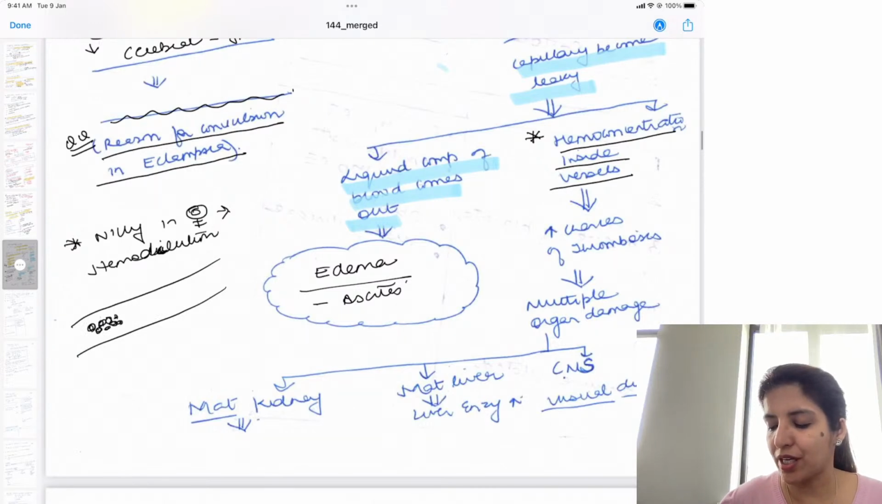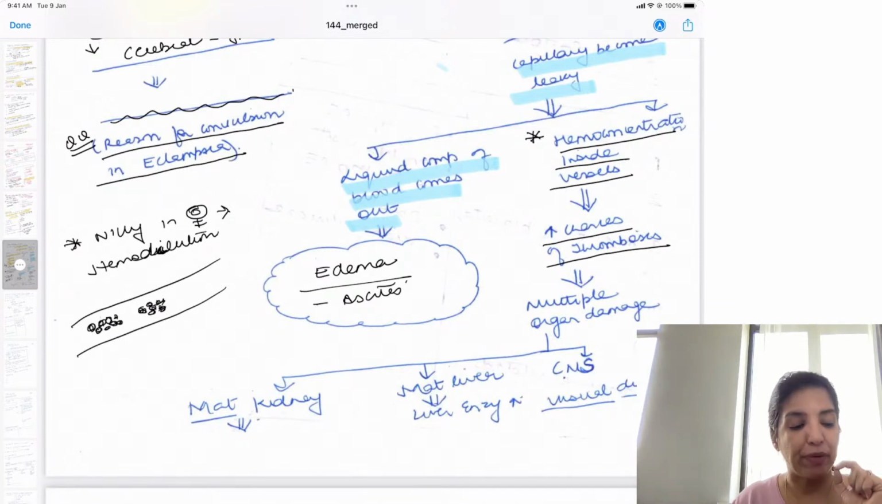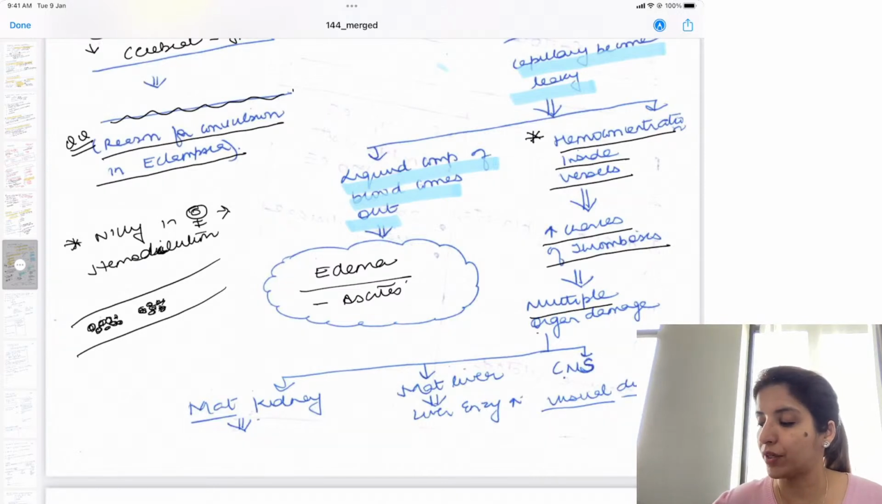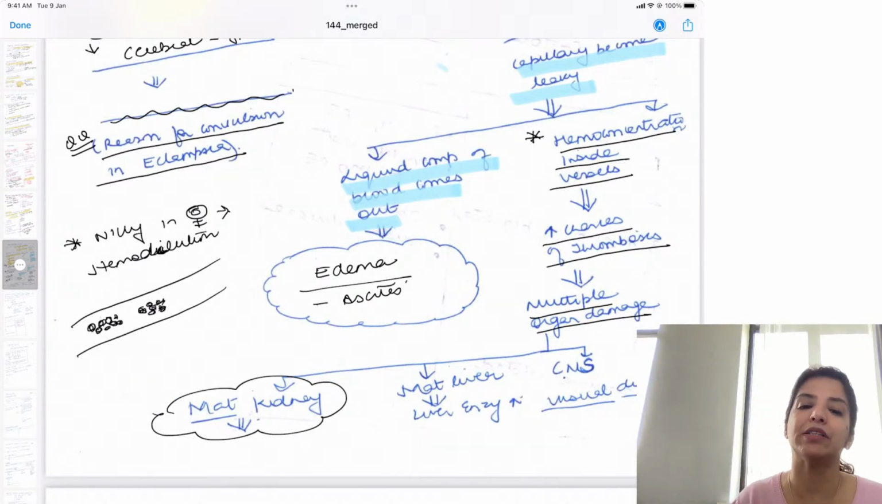So imagine inside a vessel, blood cells are sticking to each other. And when blood cells are sticking to each other, there will be increased chances of thrombosis. And because of the increased chances of thrombosis, there can be multiple organ damage. So in PIH, in the mother, there are multiple organ problems. Right? In PIH, multiple organs are involved. The most common organ which is involved is mother's kidney.